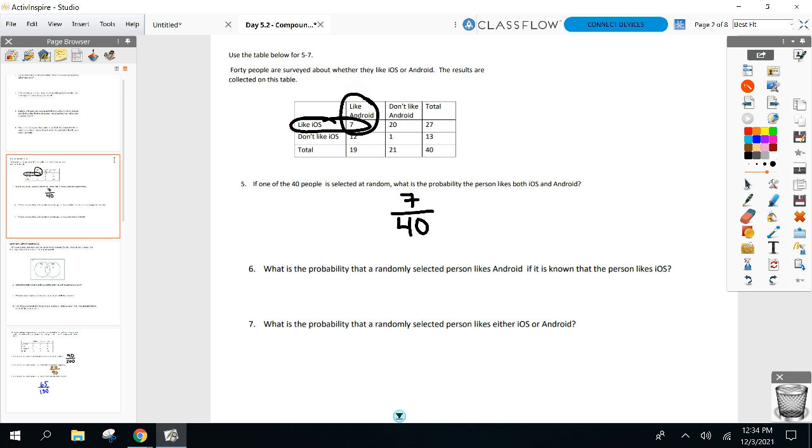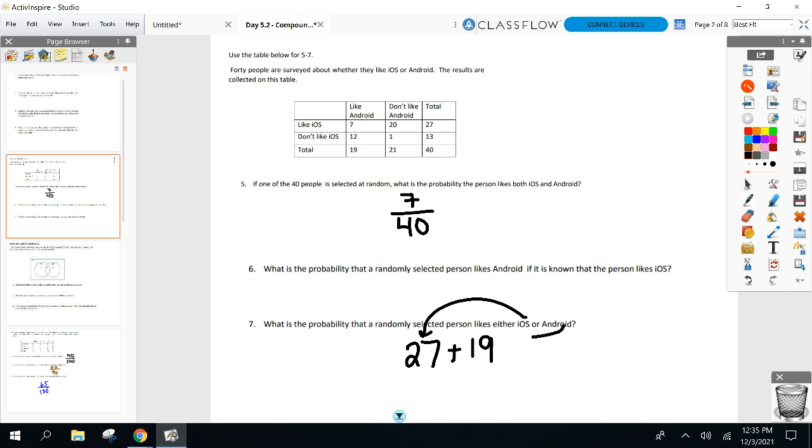All right, well, let's first start with they like iOS. How many of them like iOS? According to this table, how many like iOS? 27 like iOS. How many of them like Android? 19.